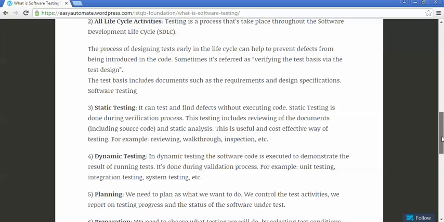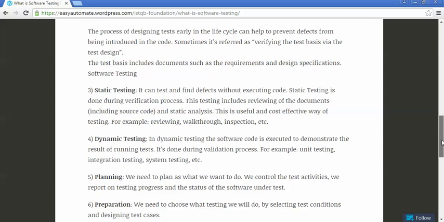It's done during the validation process, for example, unit testing, integration testing, and system testing. Dynamic testing you must be aware of, which we usually do when we run the software at different levels, for example, unit, integration, and system. This is also one of the main things we do in the software testing process.